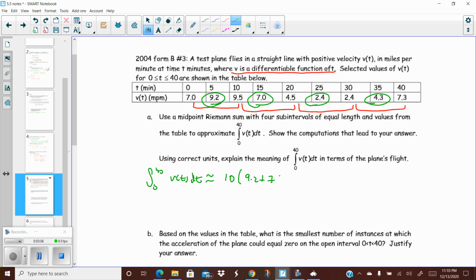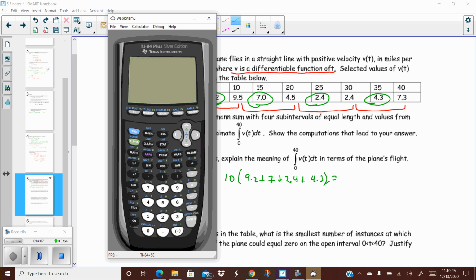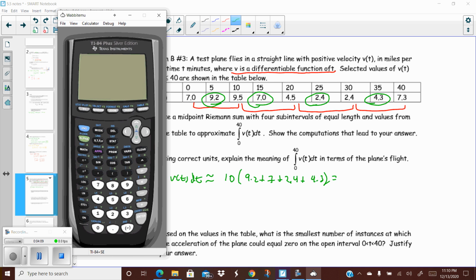9.2 plus 7 plus 2.4 plus 4.3. And then again, this was a calculator problem. So we're going to go ahead and bring up the calculator just so we don't make any silly mistakes here. So we're going to have 10 times 9.2 plus 7 plus 2.4 plus 4.3, and we get 229.